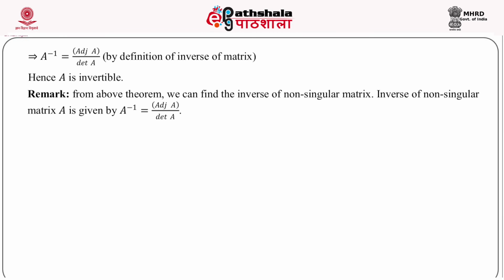Here's a remark: from the above theorem we can find the inverse of a non-singular matrix. So if we want to know the inverse of a matrix, then we can use this formula: the inverse of matrix A, if it is non-singular, is given by adjoint of A divided by determinant of A.